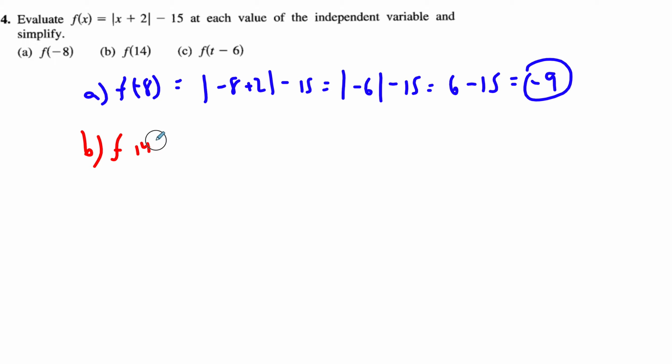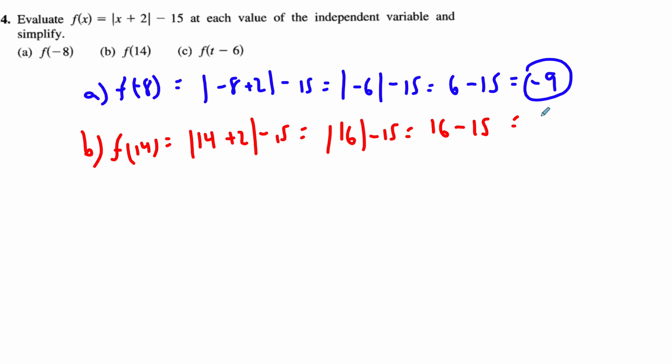f of 14, same thing. You plug 14 in. 14 plus 2 is 16. It's 15, the absolute value of 16. I'm showing a lot of work here.